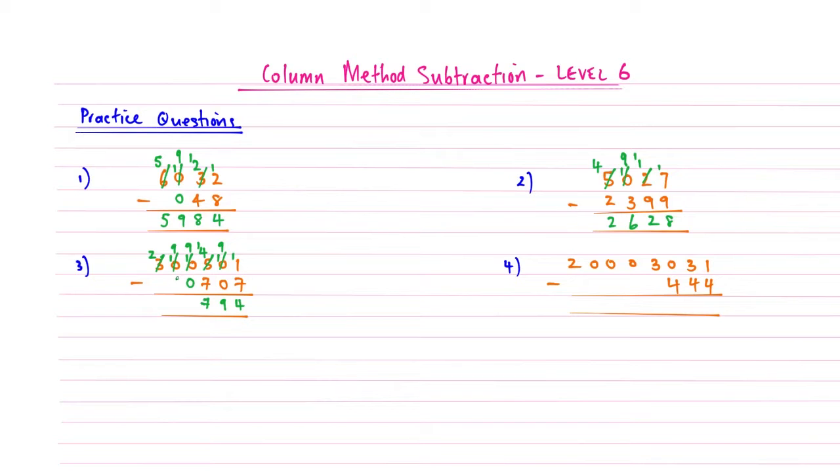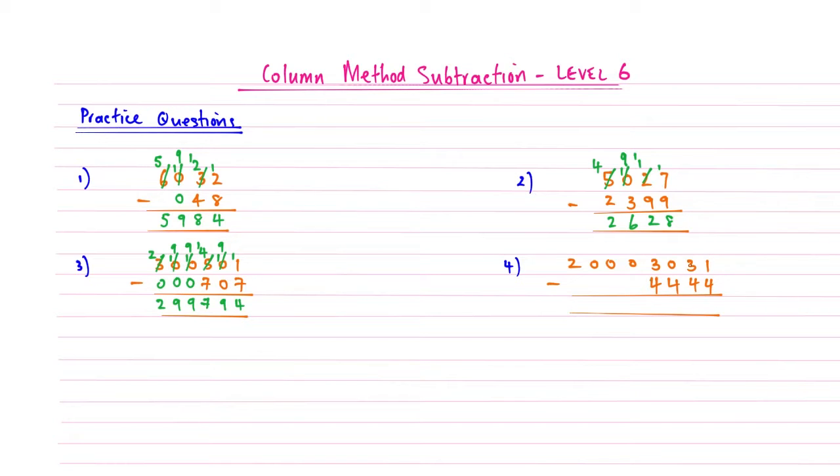And then again, I'm just going to put some zeros in like I did in the lesson. 9 subtract nothing is 9. 9 subtract nothing is 9. And then 2 subtract nothing is 2. So that's 299,794. And then finally, question 4.